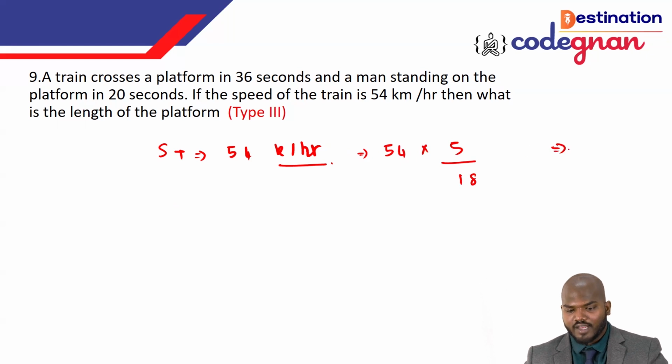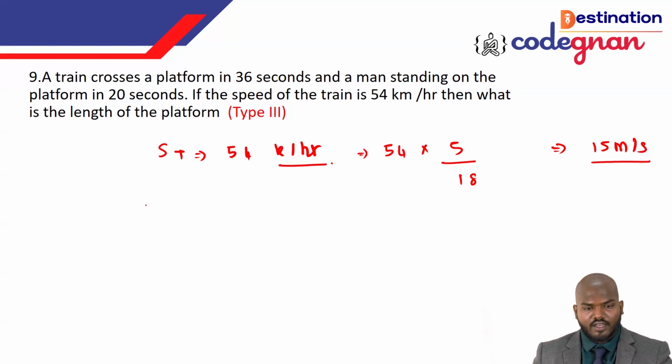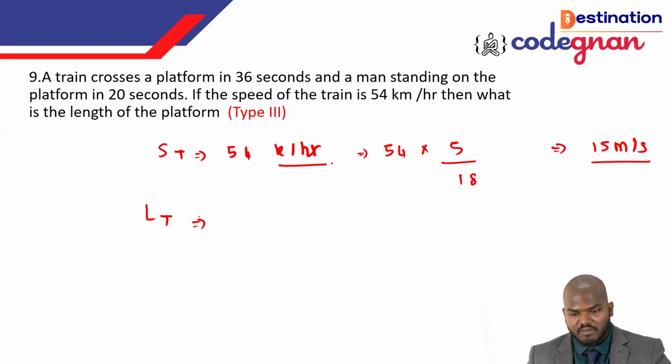It will give you the value like 15 meter per second, like what we'll get here. Okay, so then the length of the train they are asking here. Is there anything they have mentioned about the length of the train? But you can find it out. Length of the train means distance. Distance equals speed times time.